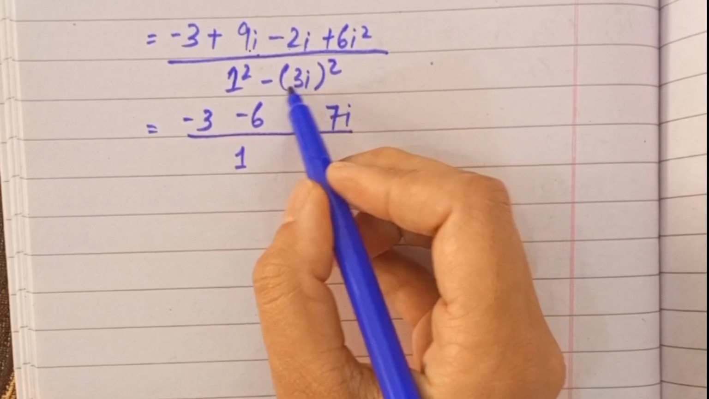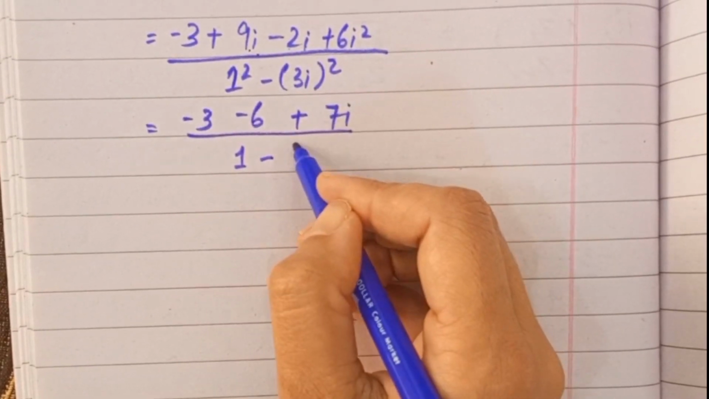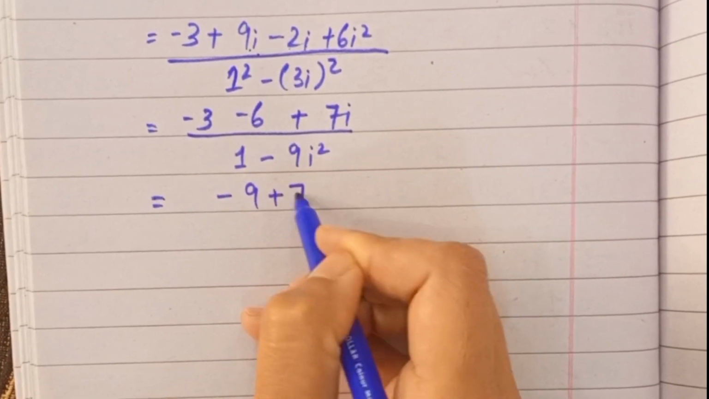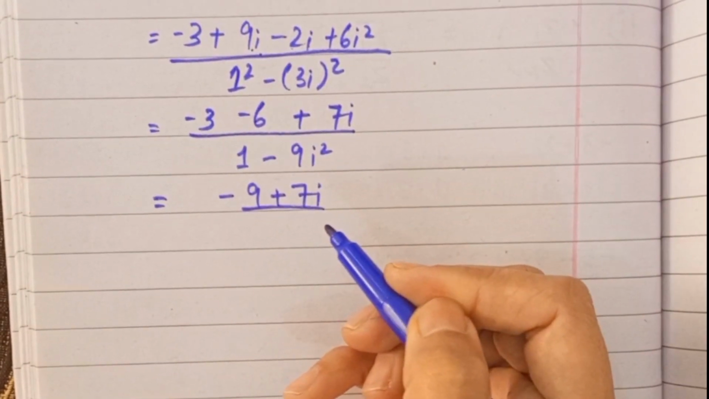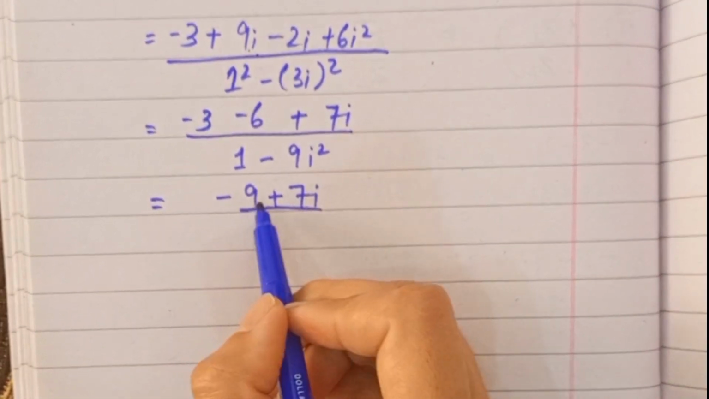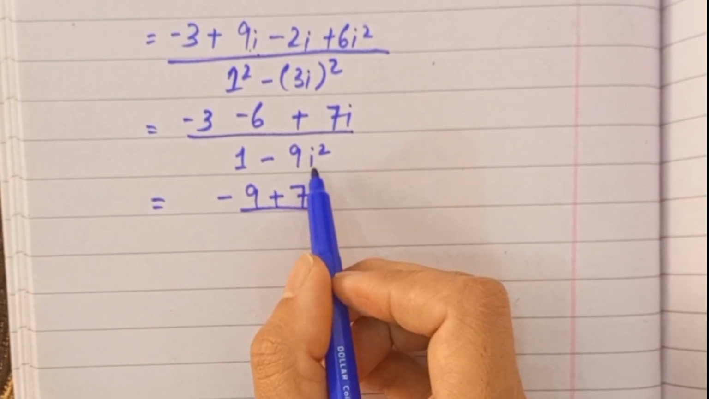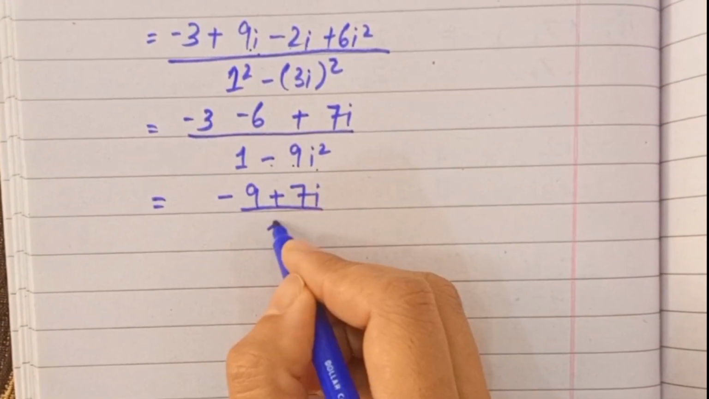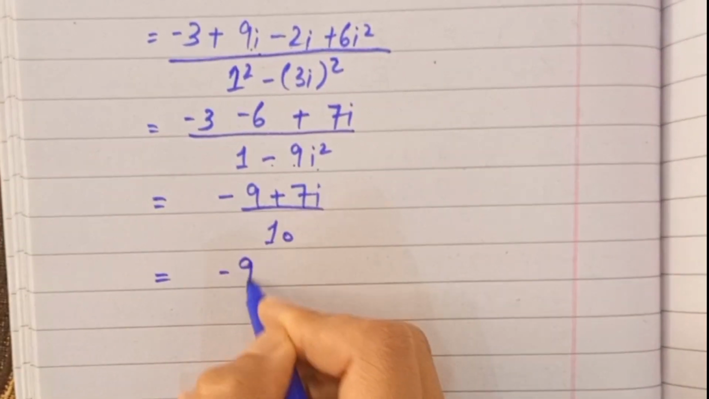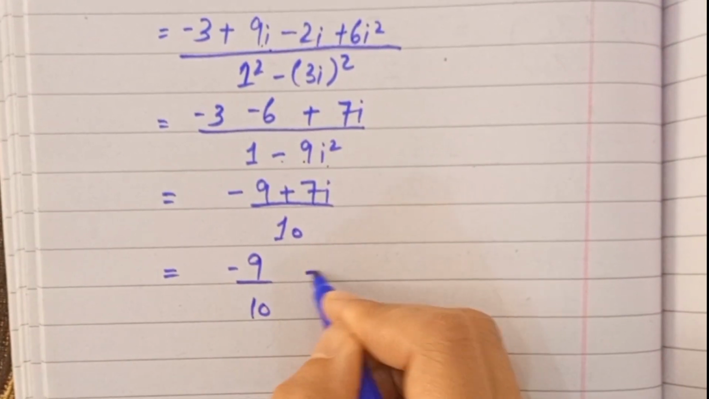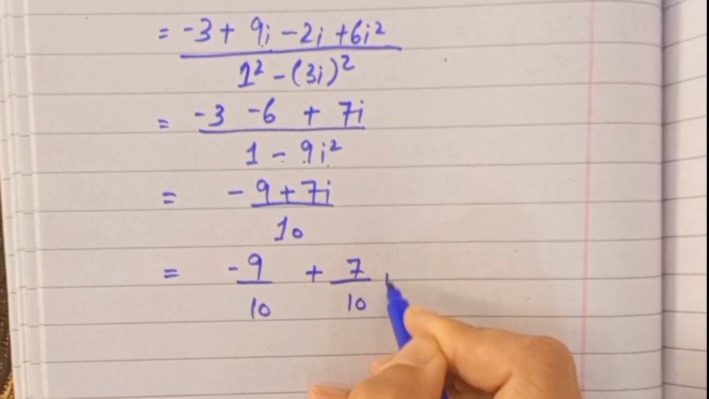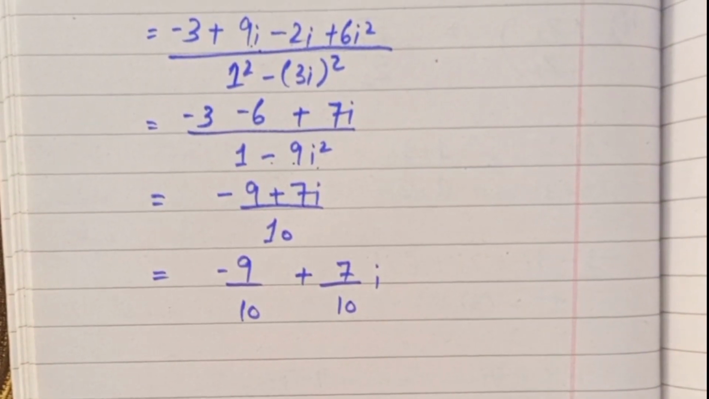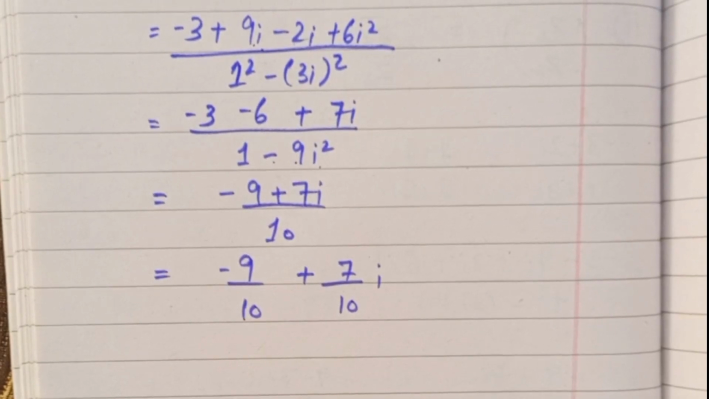1 square is 1. 3 square is 9 iota square. This is minus 9 plus 7 iota divided by, iota square is minus 1, minus minus is plus, so 9 plus 1 is 10. Here our answer is minus 9 by 10 plus 7 by 10 iota. So as you see that right hand side and left hand side are equal, so this holds.